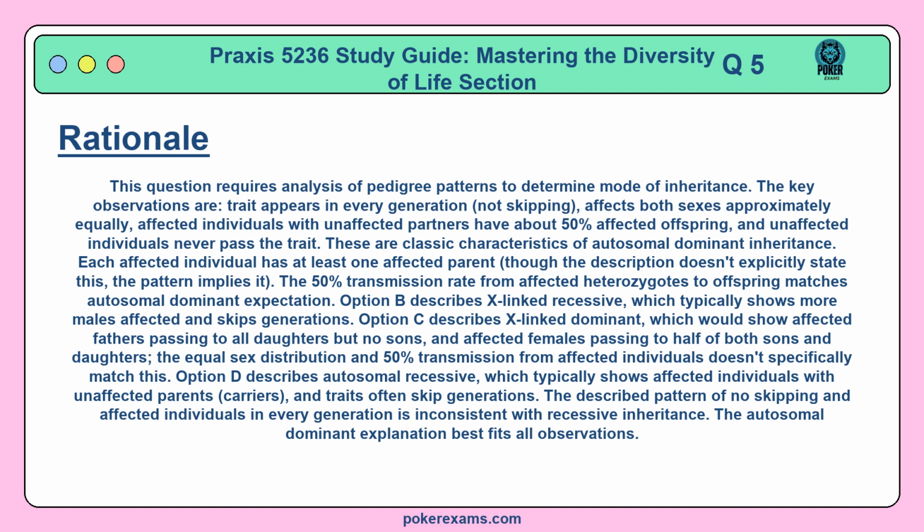Option C describes X-linked dominant, which would show affected fathers passing to all daughters but no sons, and affected females passing to half of both sons and daughters. The equal sex distribution and 50% transmission from affected individuals doesn't specifically match this.